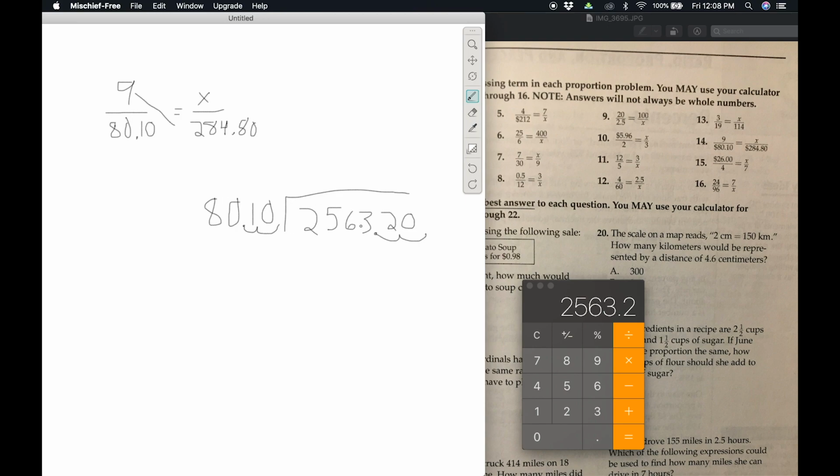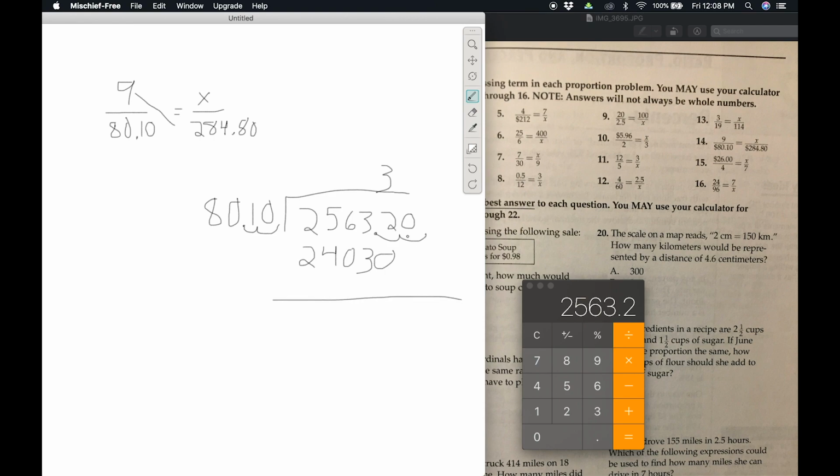8,010 goes into 2,563? No, it doesn't, so we have to add the 2. 8,010 goes into 25,632. Yes, it does, 3 times. 8,010 times 3, well, we know 3 times 8 is 24. Then 10 multiplied 3 times is 30. So we know it's 24,030. Okay.